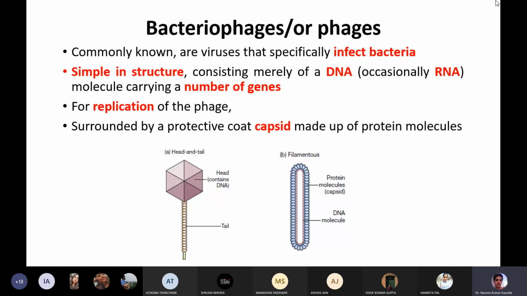A typical example is the head and tail phage that we have seen. The head is there, the tail is there, and the polyhedral head structure contains your DNA. So the DNA must be packaged within this head, because if it is not packaged within the head, it is not going to reinfect the next cell for the next cycle. The tail serves as the attachment to the bacterial surface and injects the DNA into the host.